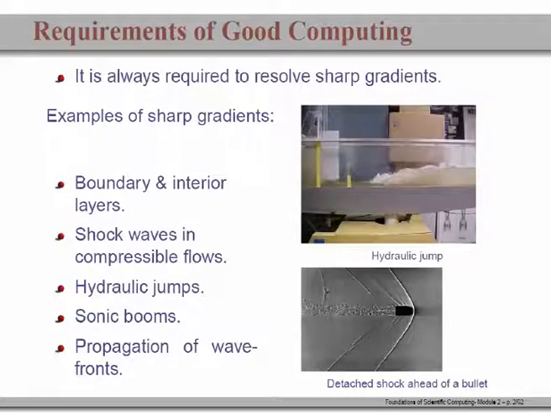Then if you look at a hydraulic jump, which is shown here on a lab scale. So, what is happening here? It is a channel and water is flowing from left to right, and there is this hydraulic jump. It is almost like a shock wave. So, across this jump, the flow properties again change discontinuously.